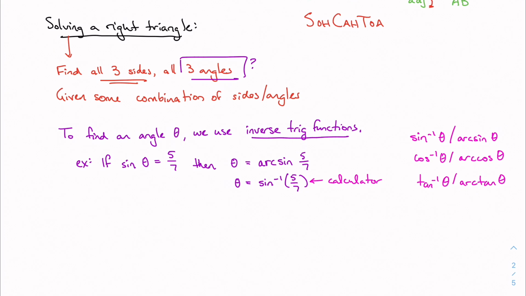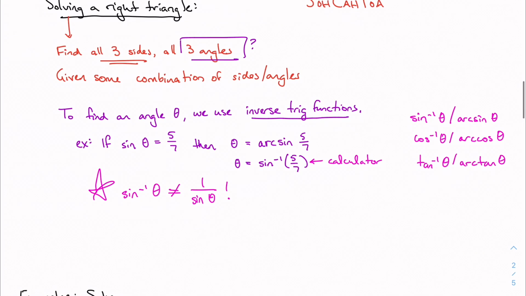Our book tends to rely heavily on arc sine, arc cosine, arc tangent. I like to use inverse, whichever one you prefer, but the biggest thing to note is that sine inverse of theta, writing it this way, is not the same as 1 over sine theta. There's a specific function, the reciprocal function, that represents 1 over sine theta, which we'll talk about later on.